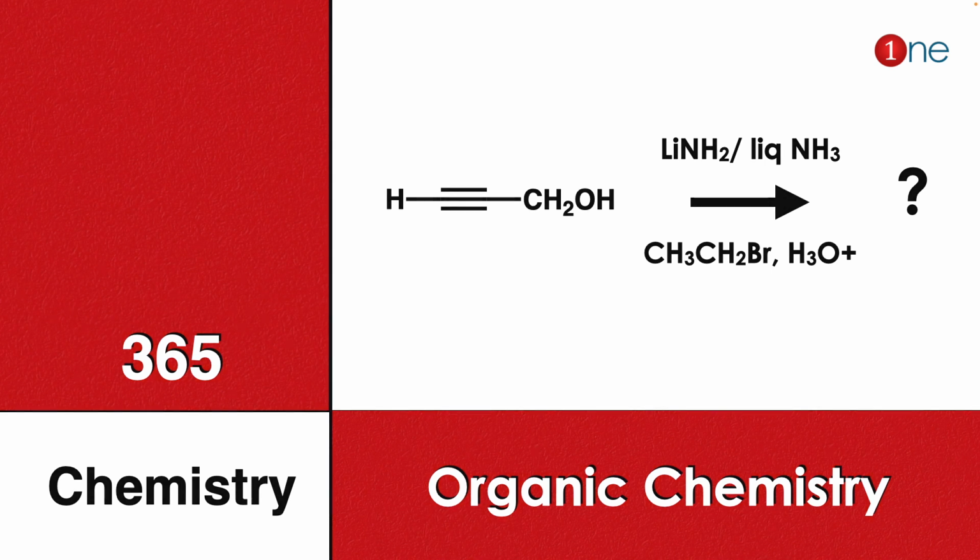Organic chemistry questions for you. Here you have an alkyne with an alcohol. You are reacting with lithium and liquid ammonia, then alkyl bromide, and acid hydrolysis. You have to find what will be the final product.